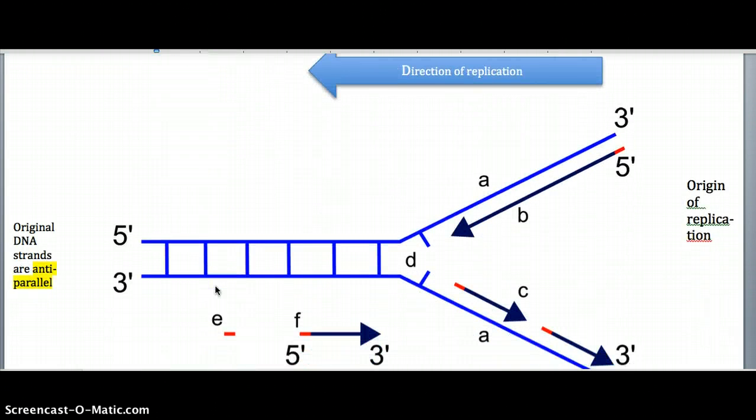And you can see that this is a replication fork. On the right, I have labeled origin of replication off somewhere to the right. On the left is a reminder that the DNA strands are anti-parallel, and you can clearly see 5' to 3' marked on both of the original strands. The original strands in this picture are these nice, lightish blue strands that are labeled A, so that's our original DNA. And again, we can see that these strands are anti-parallel.